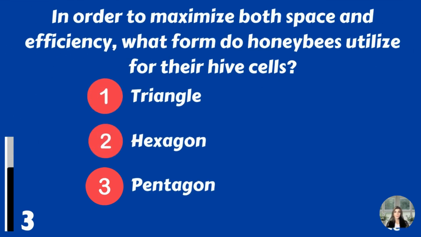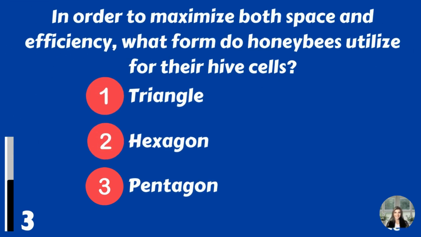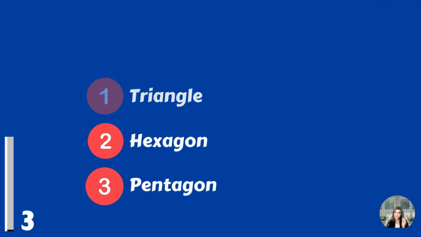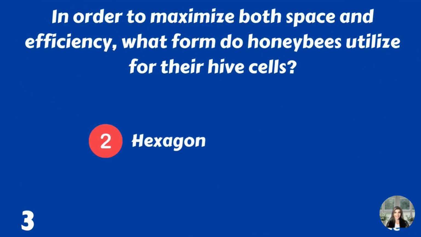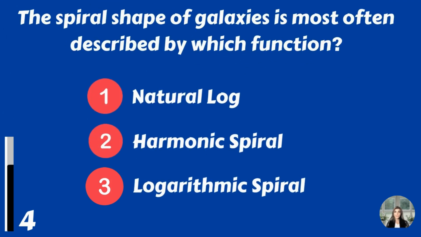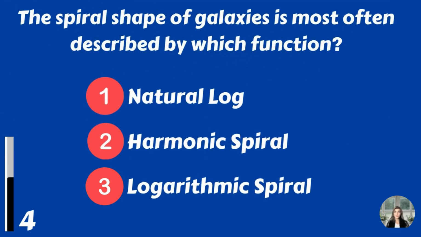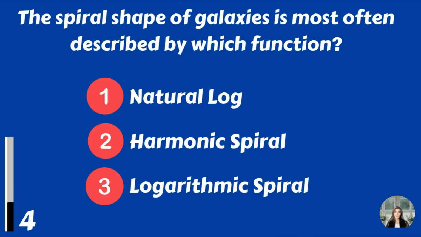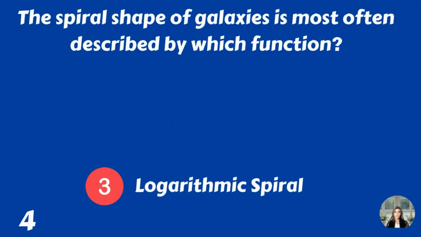In order to maximize both space and efficiency, what form do honeybees utilize for their hive cells? Triangle, hexagon, or pentagon? Hexagon. The spiral shape of galaxies is most often described by which function? Natural log, harmonic spiral, or logarithmic spiral? Logarithmic spiral.